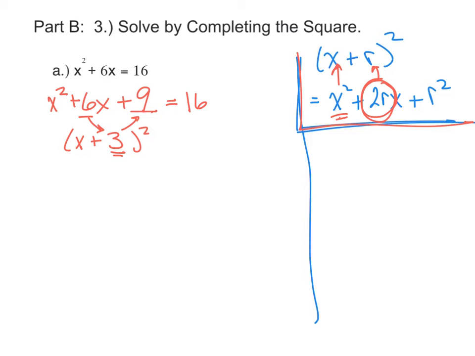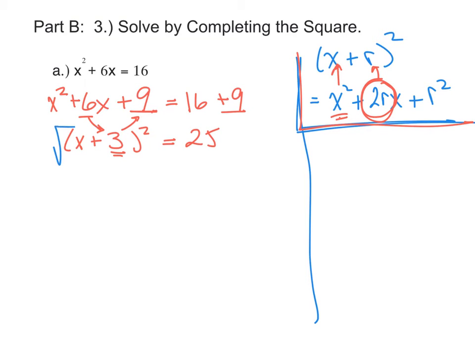Of course, I just added 9 to the left-hand side of my equation, and the number one rule for equations is whatever I do to the left-hand side, I also have to do to the right-hand side. So because I added 9 on the left, I have to add it on to the right, and 16 plus 9 is 25. Now I have a perfect square equal to 25.